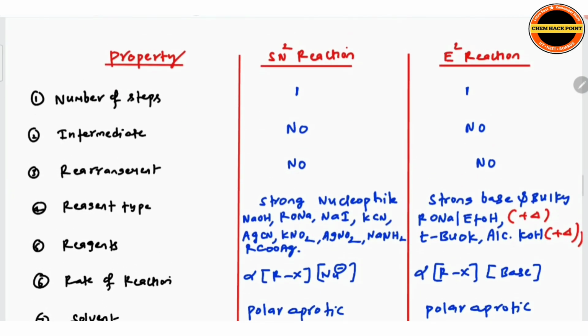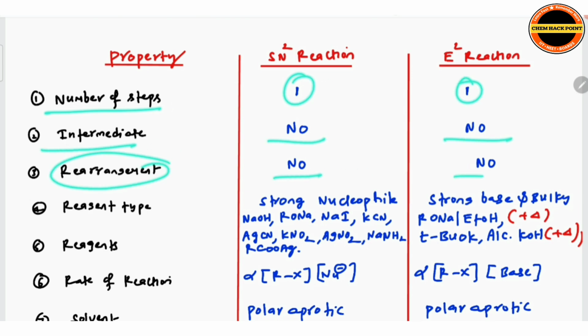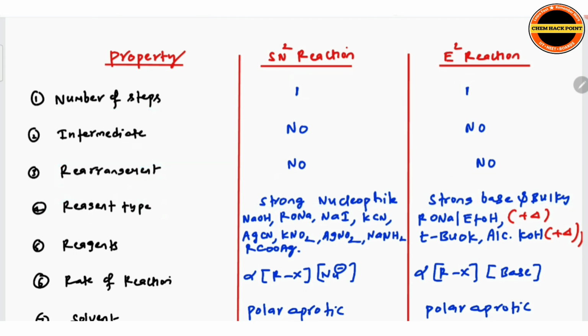I gave a comparison table here for easy understanding, observe it. Number of steps: 1, here also 1. Intermediate: no intermediate, no intermediate. Rearrangement: no rearrangement, no rearrangement. Reagent types: strong nucleophile, here strong base, and bulky. Bulky favors the E2 reaction.